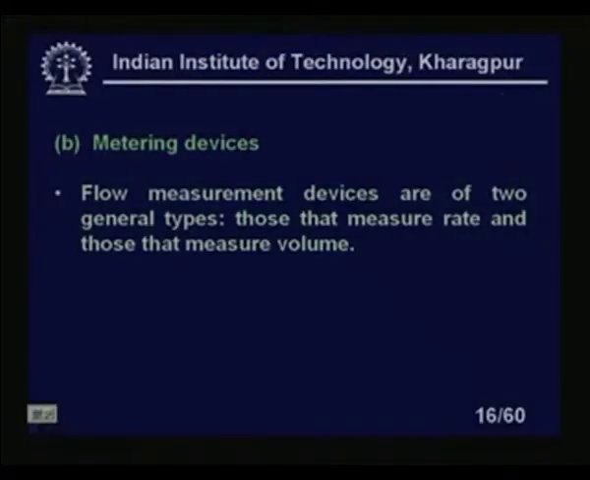Some will make the rate measurements, some will make the volumetric flow measurements, some will make the mass flow measurements. We are more interested here, instead of the rate measurements, in the volumetric measurements. Flow measurement devices are of two general types: those that measure the rate and those that measure the volume, or you can make the total volume also.